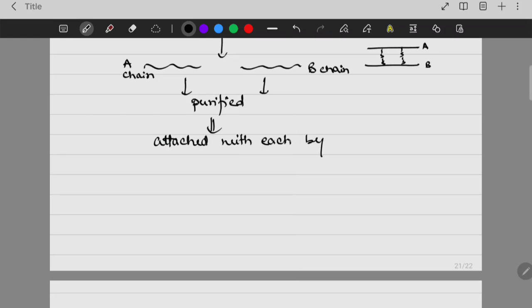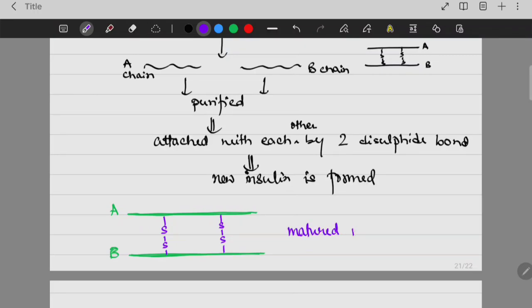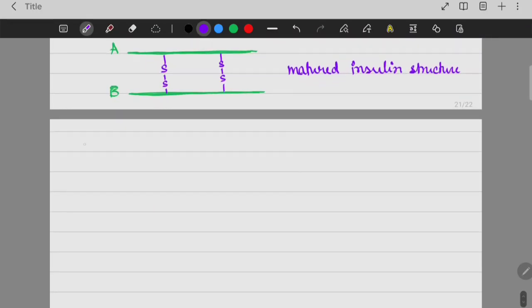Attached to each other by 2 disulfide bonds, and the new insulin is formed. So the insulin structure will be something like this. I should draw it in a better way. This one is the A chain, this one is the B chain, and here 2 sulfur bonds are present, something like this. So this is the mature insulin structure.